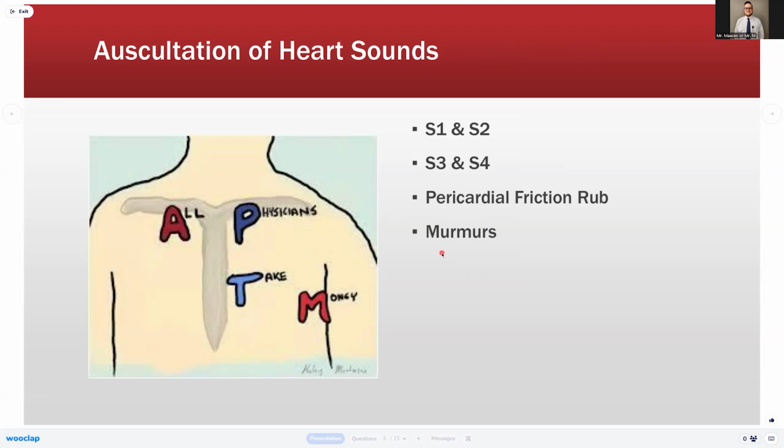Thing to kind of think about is all physicians take money. So those are the 4 places you're listening for the valves. Kind of around second intercostal, left and right for aortic and pulmonic, around the 4th intercostal for tricuspid, and 5th intercostal midclavicular line for mitral valve, which is also known as the apical pulse. There's another point in there, Erb's point, that's around 3rd intercostal in line with these 2.